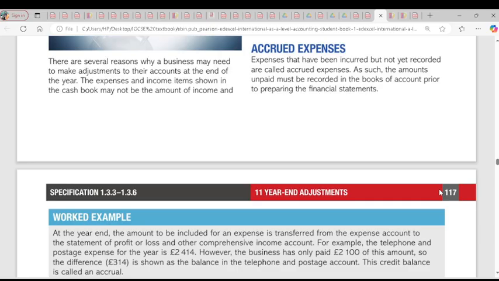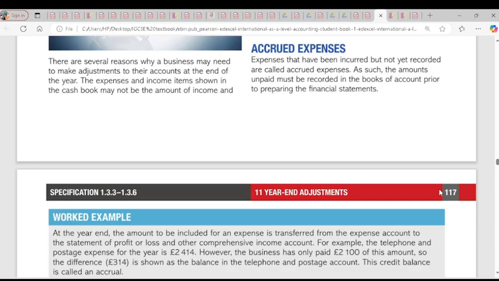Do you get that? Therefore, for accrued income, the amount accrued will be recorded in the statement of financial position as other receivables, because you are expecting that money to come in. So one is other receivables, one is other payables. Accrued expenses, other payables. Accrued income, other receivables. So it will be part of your current assets. Accrued income is a current asset. Accrued expenses is a current liability.